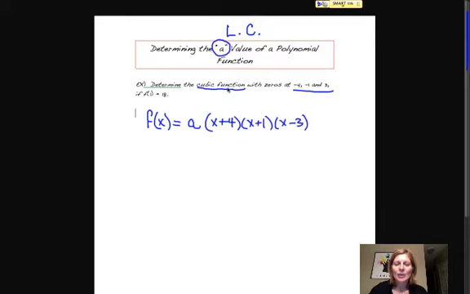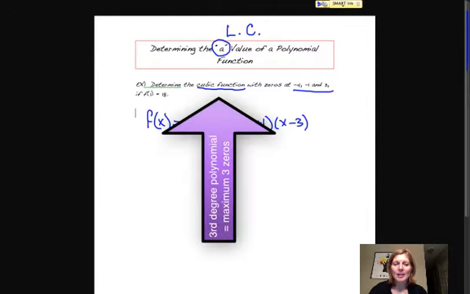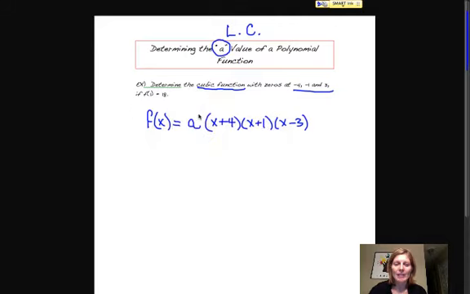And since this is a cubic function, these all have to be degree 1 zeros. I can't have any squares or cubes here, or else it would raise the degree of the entire polynomial, and since this is a third degree polynomial, I can have a maximum of 3 zeros. Okay, so now what we're trying to do is find this a right here.